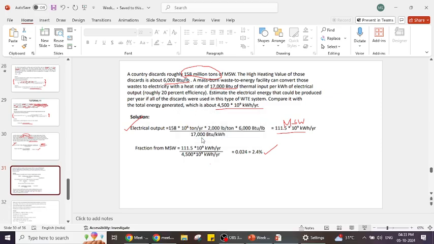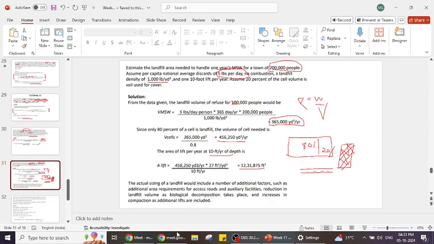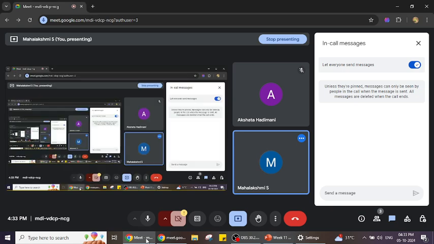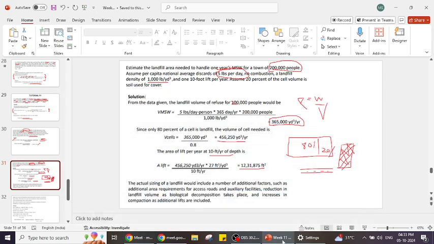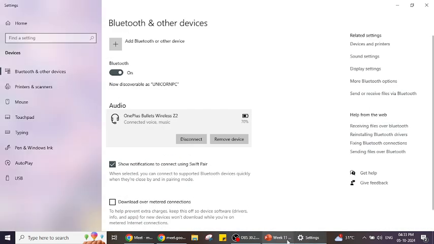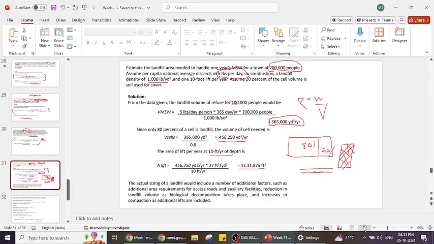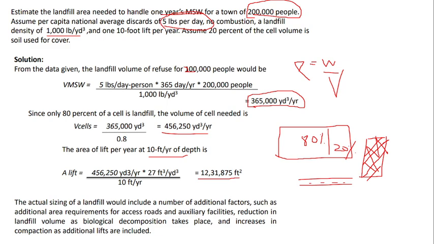Any doubt in this problem? Okay. Coming to the next problem.